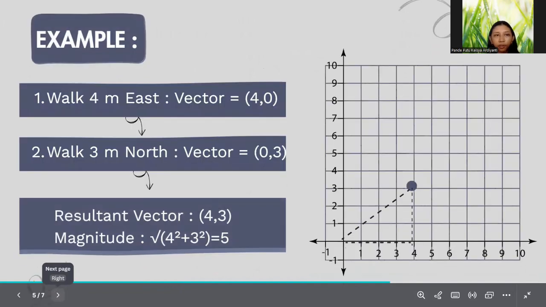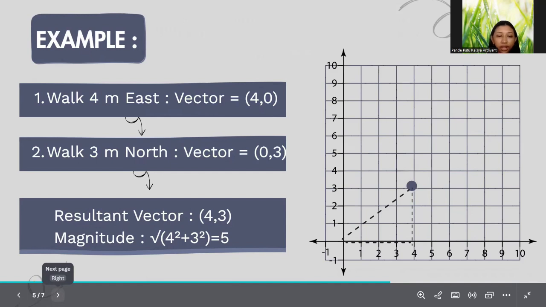Okay, now let's look at a simple example. Suppose a person walks 4 meters to the east. This displacement can be represented by the vector (4, 0). Then the person walks 3 meters to the north. The second displacement is represented by the vector (0, 3). To find the total displacement, we add the two vectors and obtain the resultant vector (4, 3).